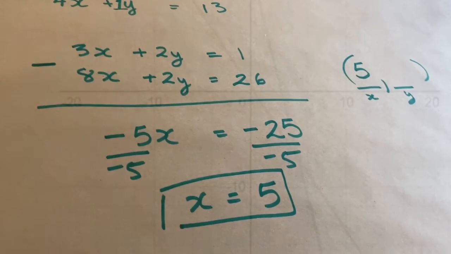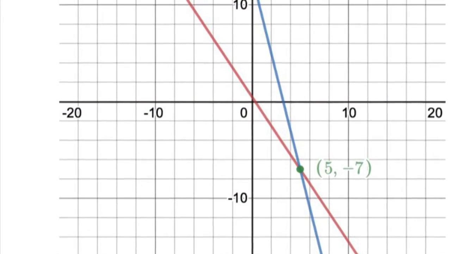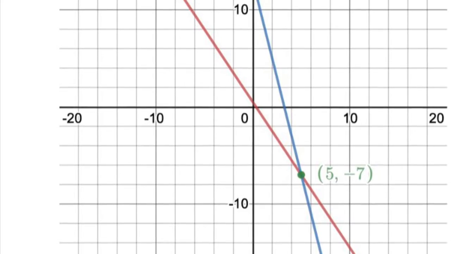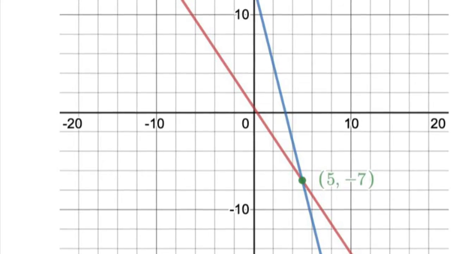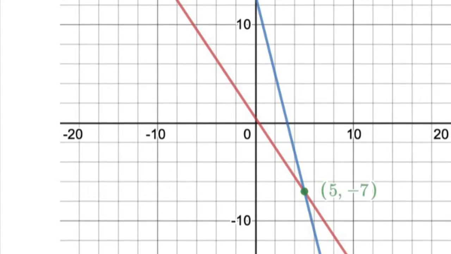Let's go back to Desmos just to check. And when we look at Desmos, we see that x should be equal to 5. Now, the only thing we are missing is that y should be equal to -7. So let's do that part with algebra right now.